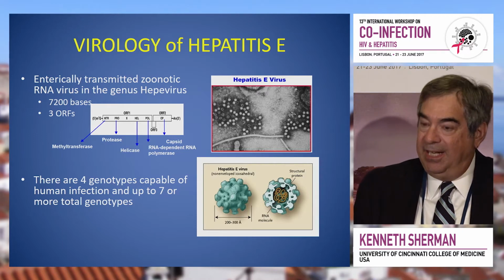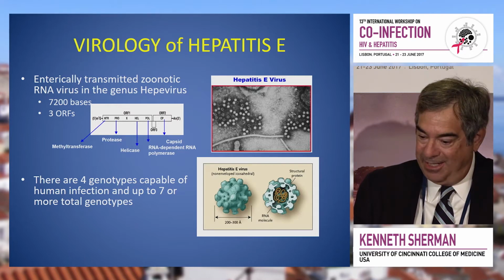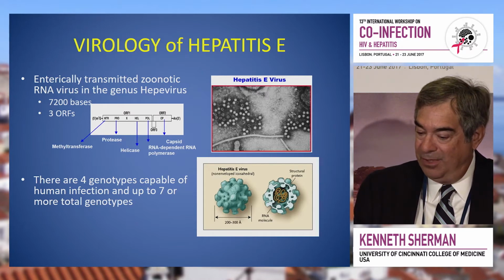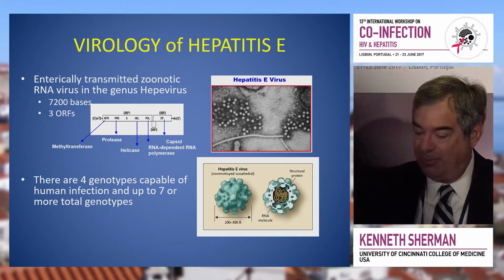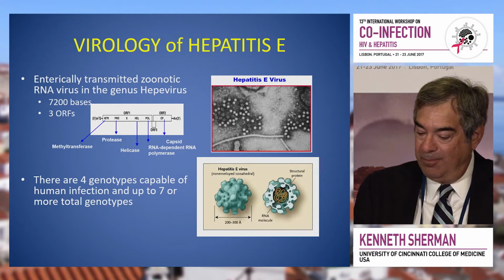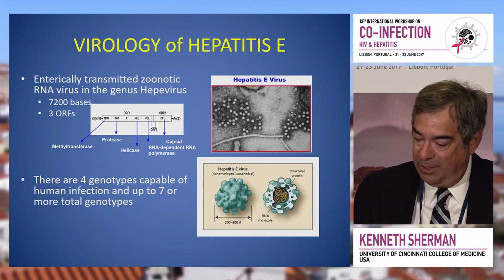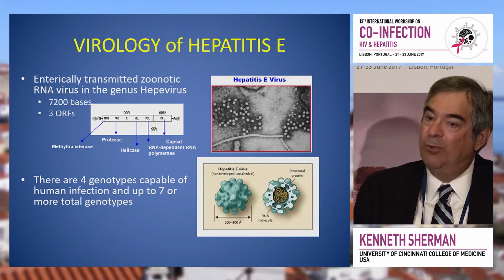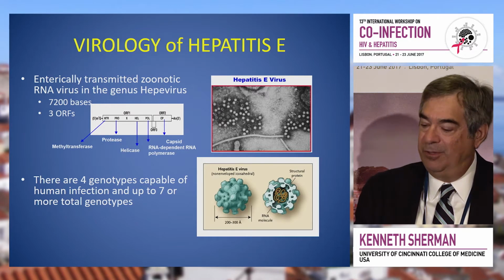So hepatitis E is an enterically transmitted and zoonotic virus that's in the genus Hepevirus. It's a relatively small RNA virus, about 7,200 bases. There are 3 open reading frames. There are 4 genotypes that seem to be capable of infecting humans, although, and I'll show you in a moment, there may be 5. And there's at least 7 or more total genotypes, but every year as people look, we discover new ones.